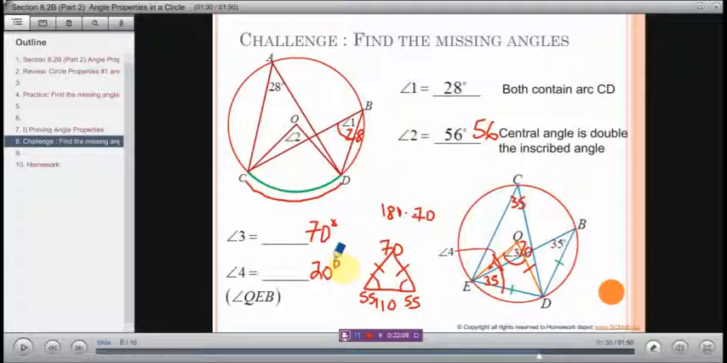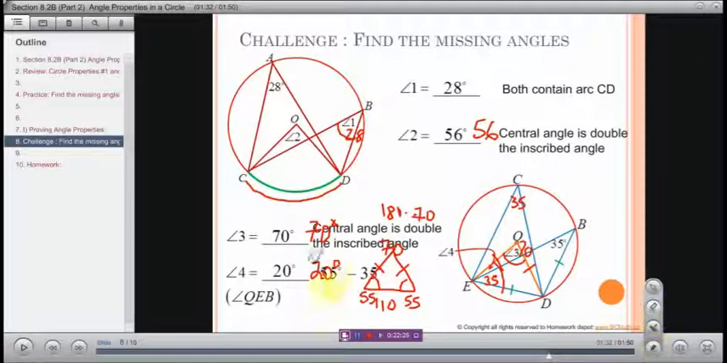A little bit tricky. Hopefully you're following me on that one. Let's just take a look. So that's 70 because, again, a central angle is double the inscribed angle. Inscribed, double, central. And that's 20 because, if you can read that, isosceles triangle and a few other things combined together to get that. The whole thing's 55. That's 35, so the difference is 20.